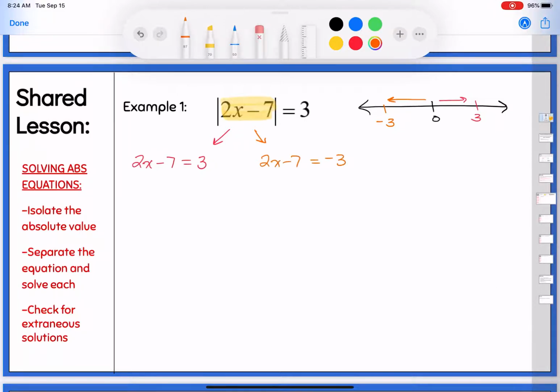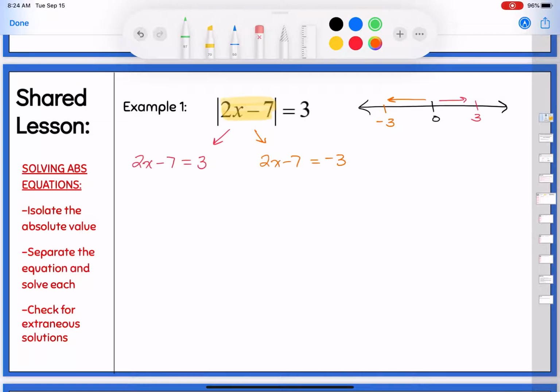So remember, we have to set up those two different equations. I don't change anything inside the absolute value because I don't know what that is. That has to stay exactly how it is. But what I do know is that whatever that is has to be 3 units away from 0. So it could be 3 units to the right, or it could be 3 units to the left. And that's where those two equations come from.